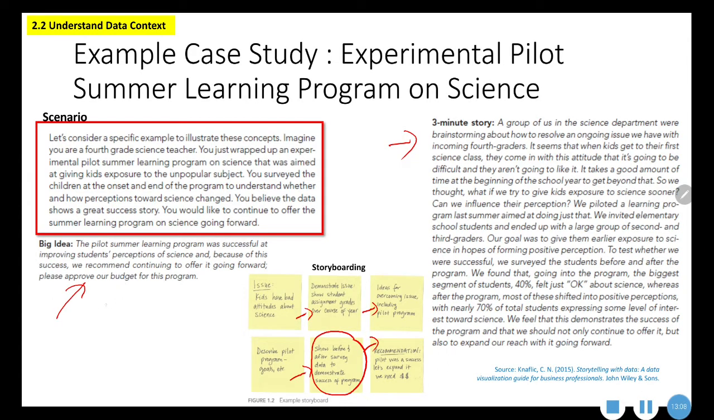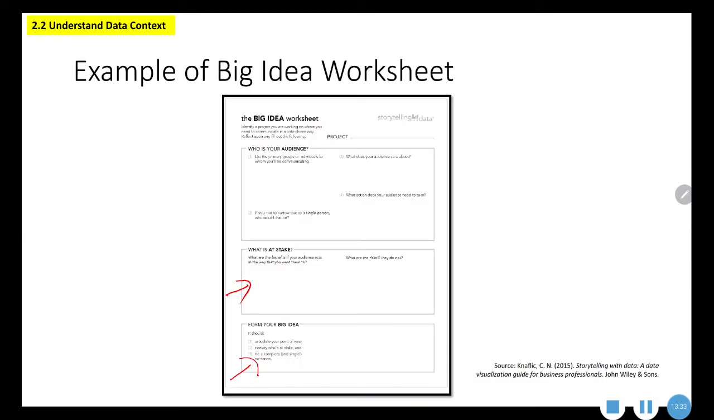As you can see here, it's only one sentence, so it is very compact and concise. That is the big idea. In the 3-minute story, it can be many sentences because we have 3 minutes to explain. For storyboarding, you show the flow of what information you want to present, from one note showing one content, to another content, and so on. This is taken from the textbook, a big idea worksheet. This is just to expose you to how people consult data context.